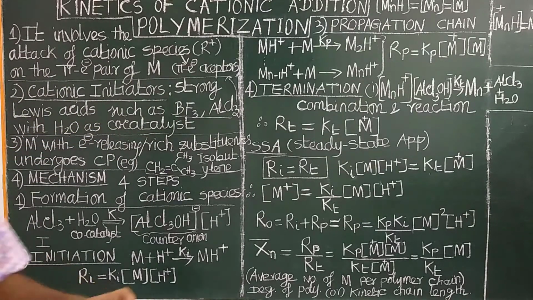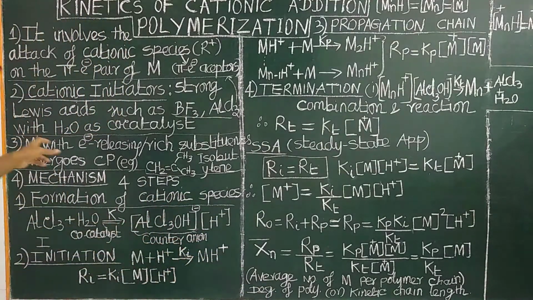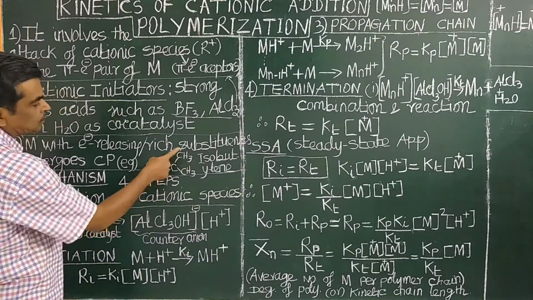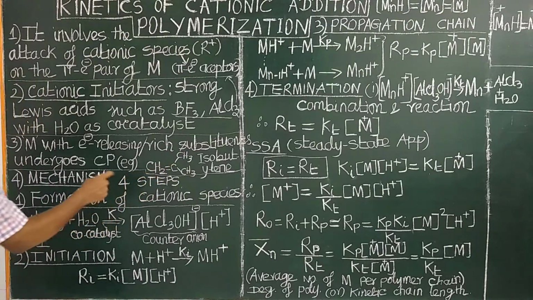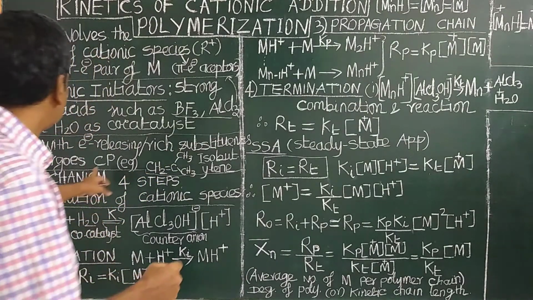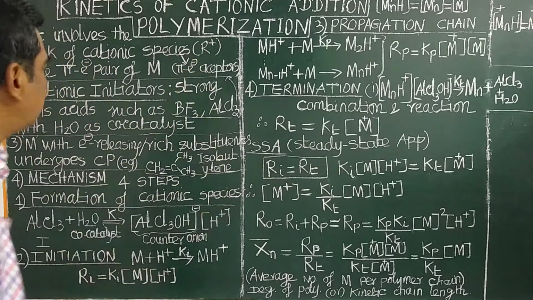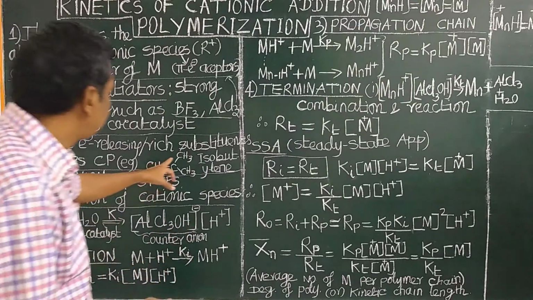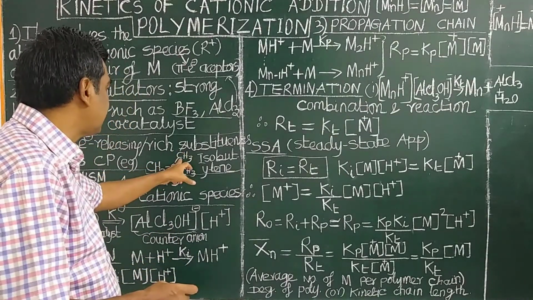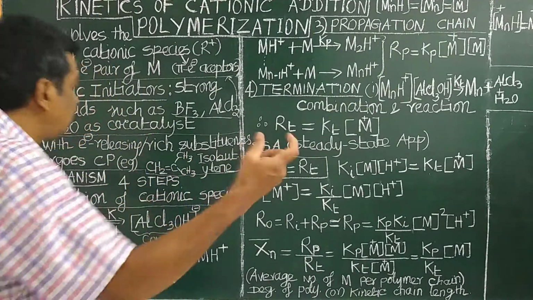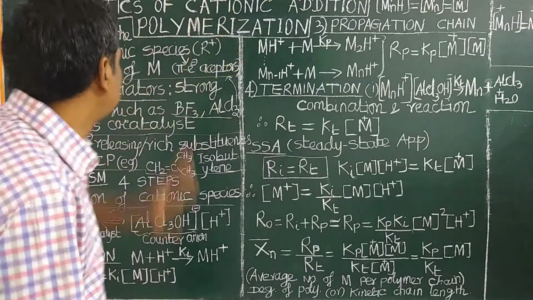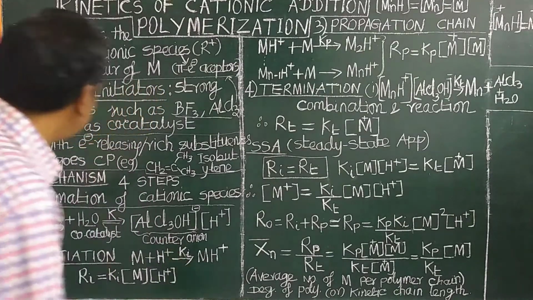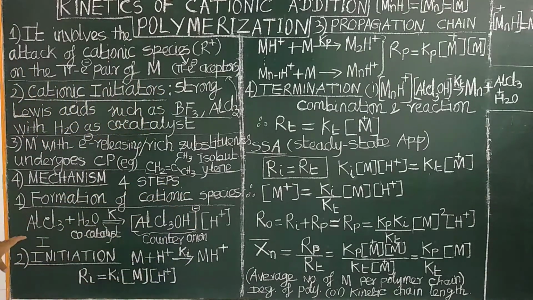Monomers, for example, are unsaturated alkenes possessing electron releasing substituents, for example, isobutylene. Such alkenes only undergo cationic addition polymerization reaction. Otherwise, if there is a cyanide group, then it is an electron withdrawing group, and it will not undergo this mechanism. There are 4 steps actually involved. Actually 3 steps, including the formation of cationic species.